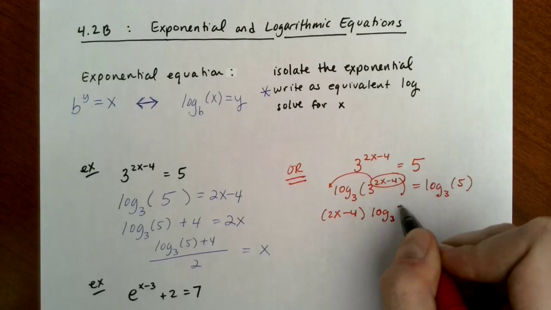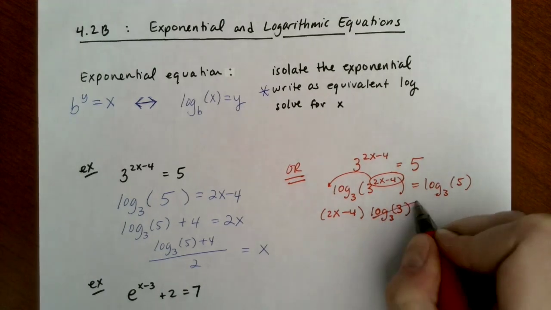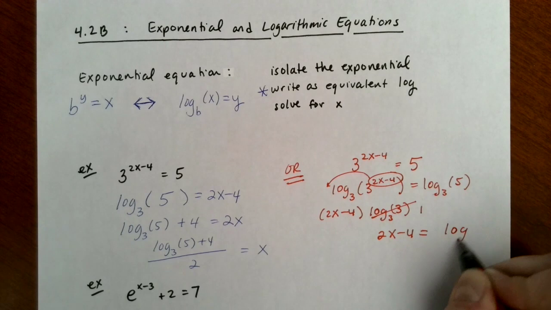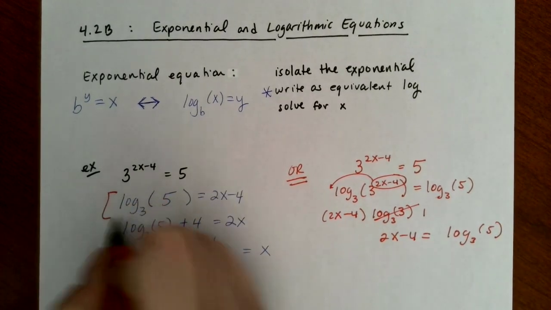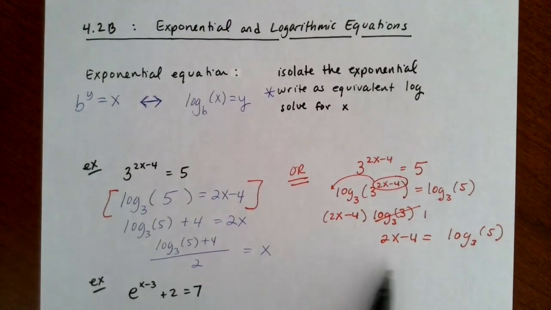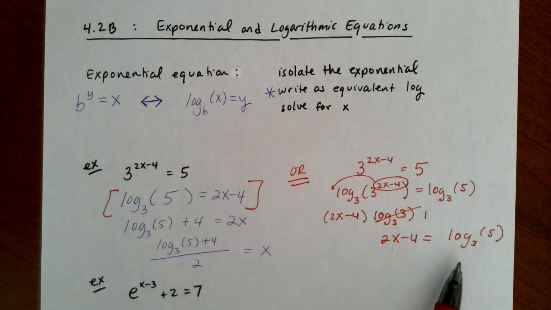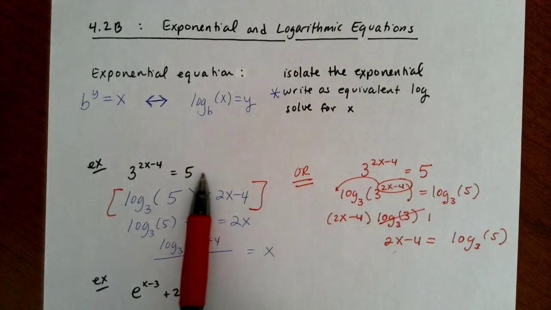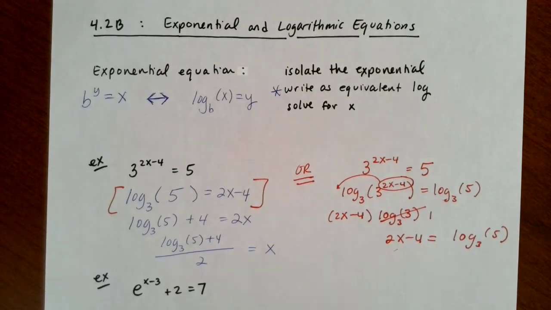And log base 3 of 3 is 1, right? That's the exponent 3 needs to get to 3. So we end up with 2x minus 4 on the left equals log base 3 of 5 on the right. And that's exactly what this step was right here. The left and right sides have switched, but we have 2x minus 4 on one side, log base 3 of 5 on the other. So you can always choose to do it this way if that rearrangement step doesn't really work smoothly for you in a consistent way.